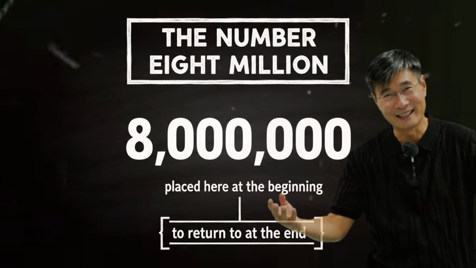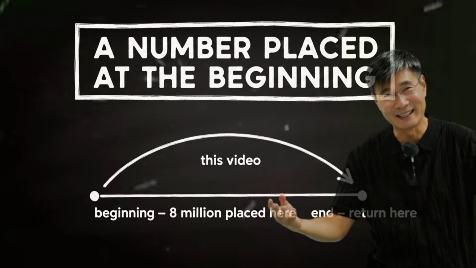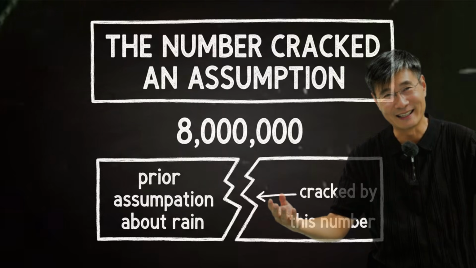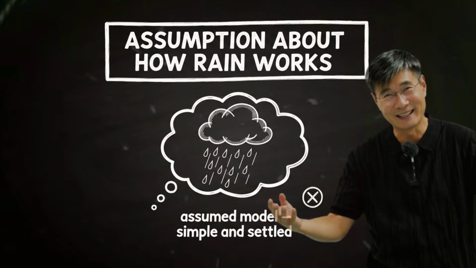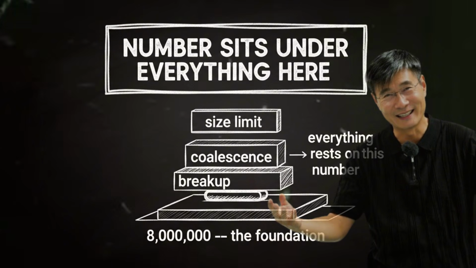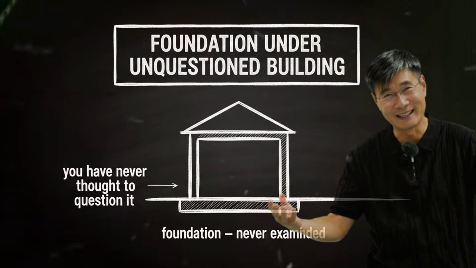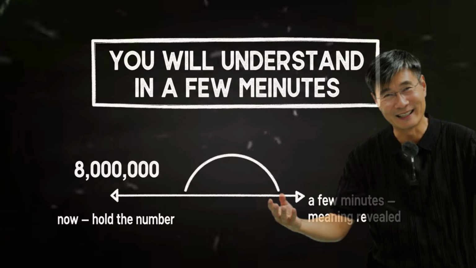There is a number, 8 million, I want to place here at the beginning and return to at the end. It is the number that cracked my prior assumption about how rain works. And it sits underneath everything in this video the way a foundation sits underneath a building you have never thought to question. You will understand what it means in a few minutes.